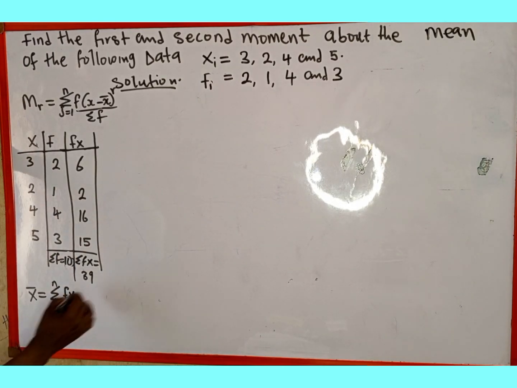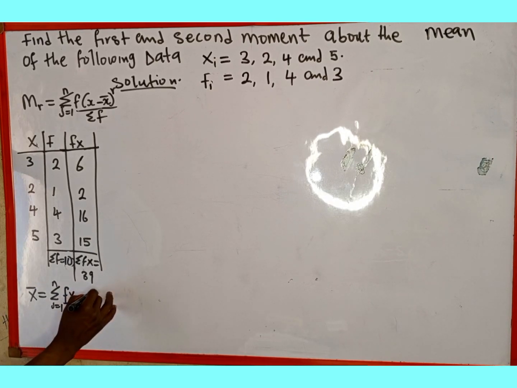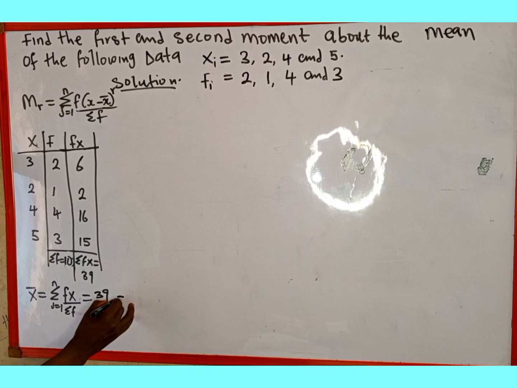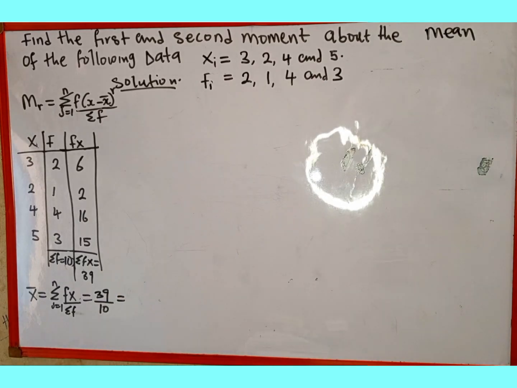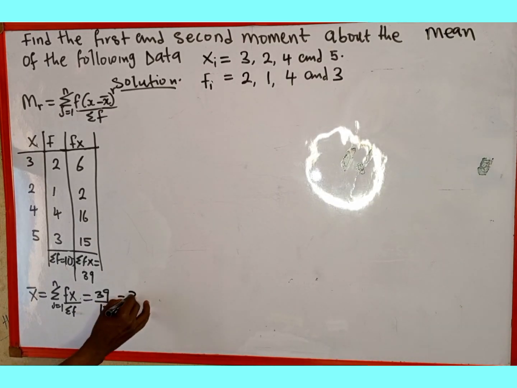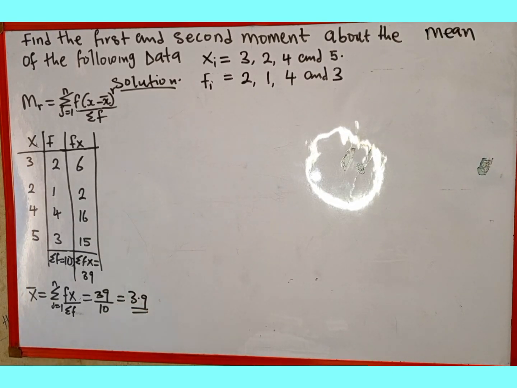So we can substitute into the formula. The summation of f of x is 39, then divided by 10. If you divide 39 by 10, it's going to give us 3.9. So therefore x bar is equal to 3.9. Now we can go back to the table and continue.